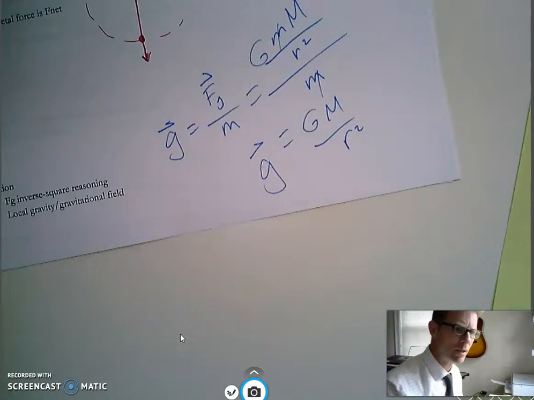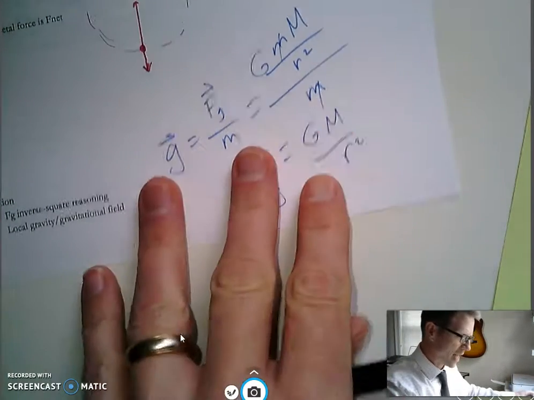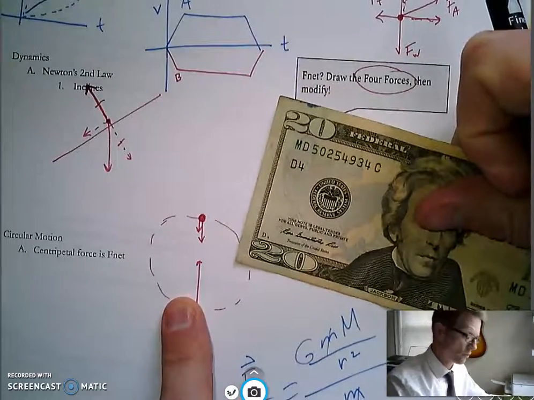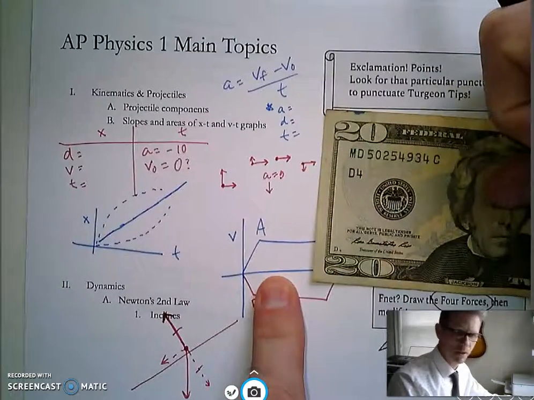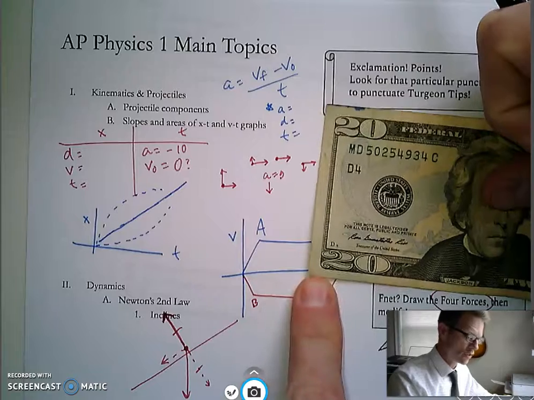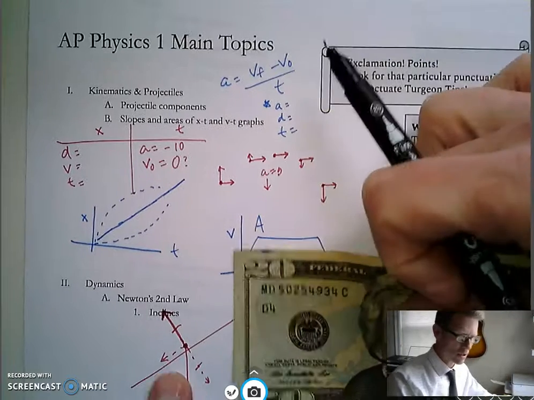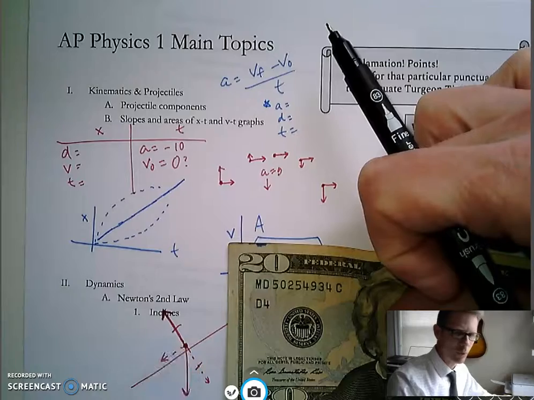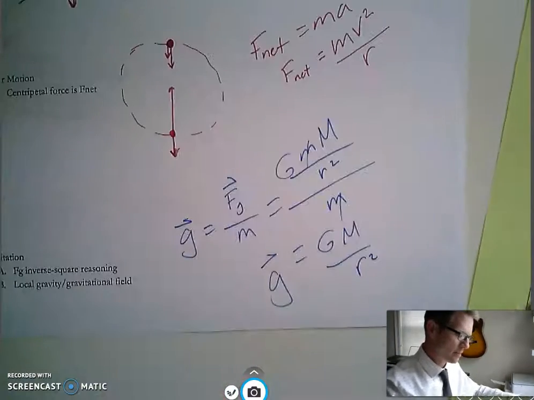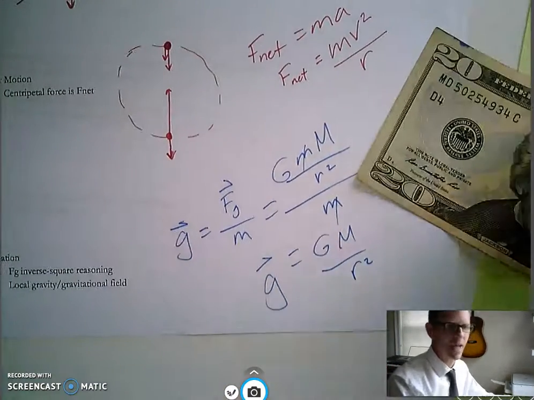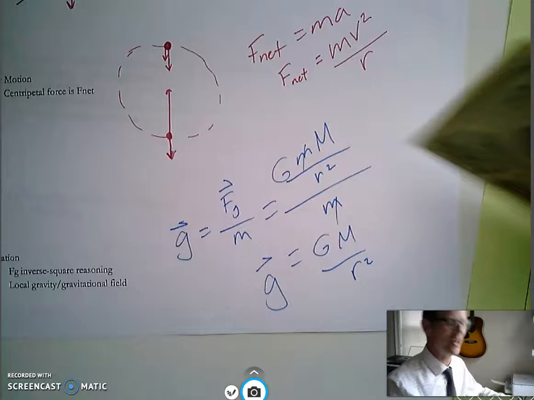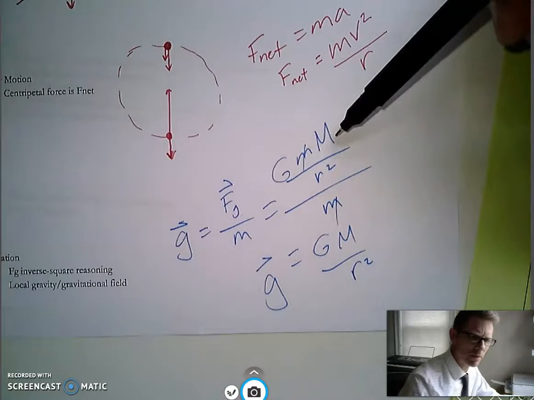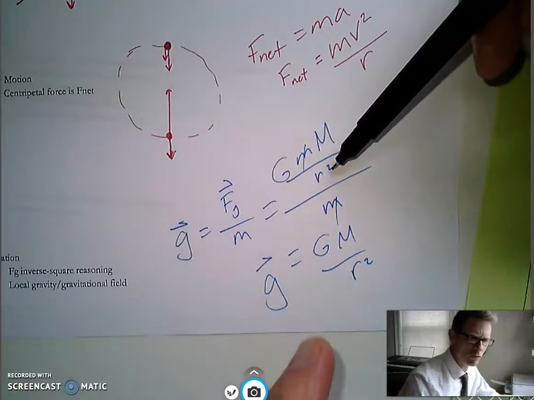Now, I would bet $20 that somewhere on the exam you're going to see some situation where you had to draw those forces. Somewhere on the exam you're going to see these graphs where you had to know those relationships. Somewhere on the exam, you're going to see an incline and you have to be aware of those forces. And I'm going to bet $20 that somewhere in the AP exam, they're going to ask something like, what happens if you double the mass of the planet, but then you triple the radius?